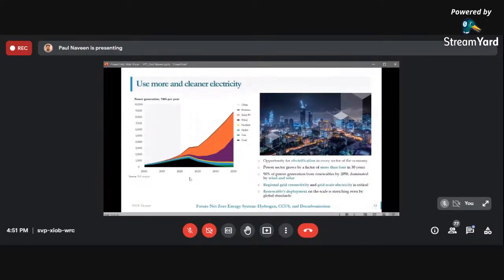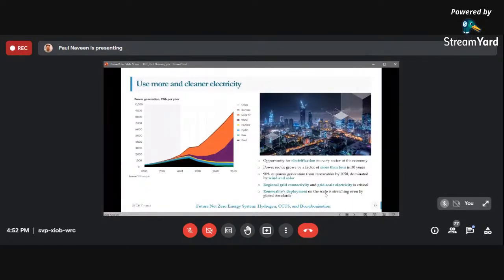Let's see that we require more and more cleaner electricity, as we see in each energy sector shown here from 2000 to 2050. With ever-increasing population, power generation also has to increase to meet demands. We know that our usage of electronic devices has increased a lot, and we are moving more in this direction. So there is an opportunity for electrification in every sector of the economy. The power sector is about to grow more than 4 times in another 30 years, as projected from 2020 to 2050. And 90% of power generation is from renewables.